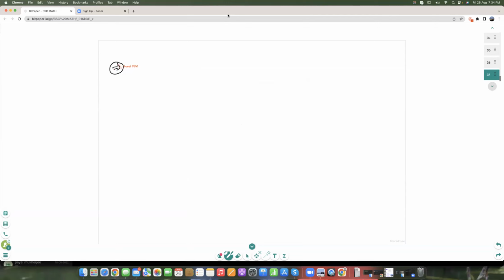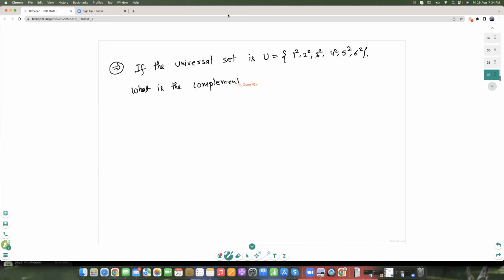Okay, this is an important question. If the universal set is U equal to 1 square, 2 square, 3 square, 4 square, 5 square, 6 square, what is the complement of the intersection of set A, that is 2 square, 4 square, 6 square, and set B, that is 2 square, 3 square, 4 square?